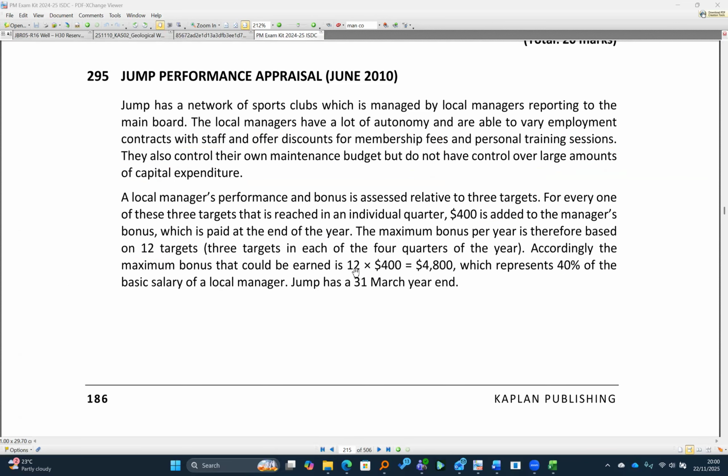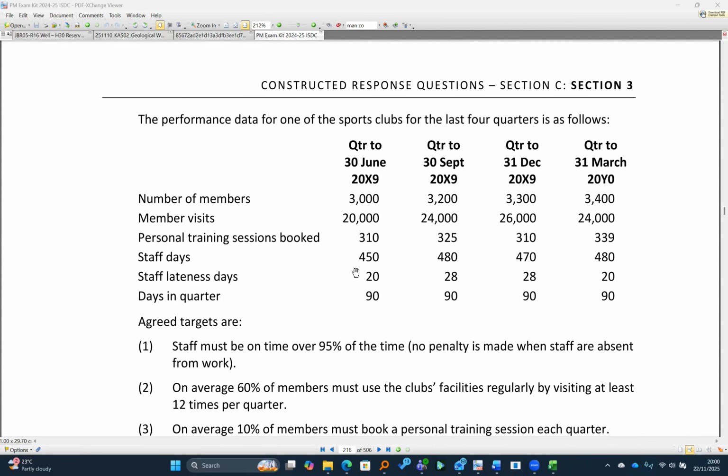So then they give us, this is what they're telling us. So they are giving us the quote at 30th June, then the 30th September one, then 31st December, and the one of 31st March. So the members are there for each of the quarters. The member visits are there. Personal training sessions booked are there. Staff days, staff lateness days, and days in quarter.